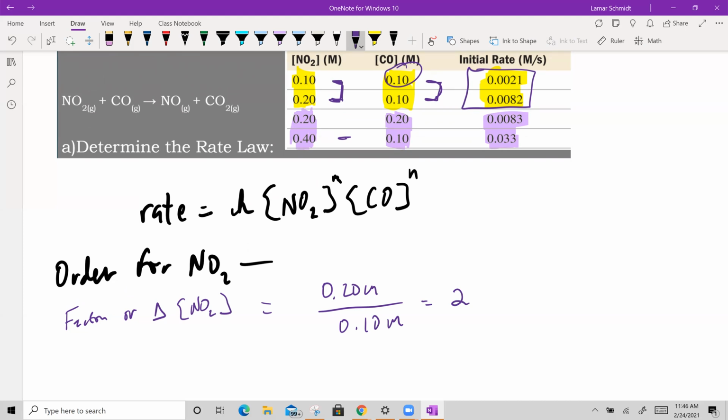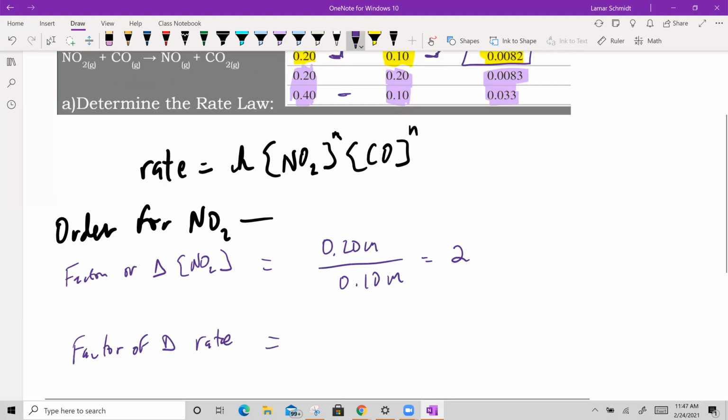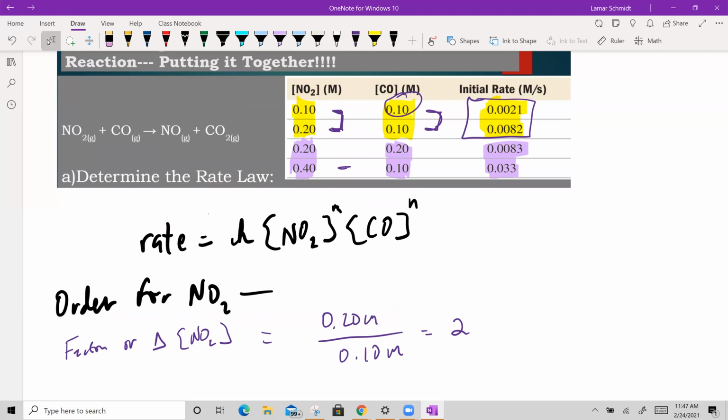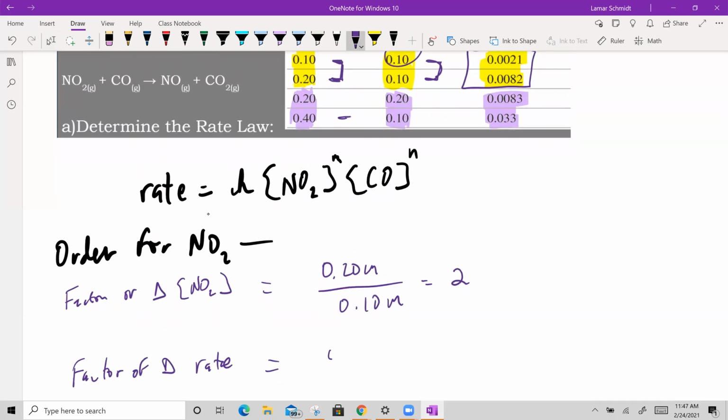Now, we're going to have to see the factor of change in rate. So notice I'm going to keep these lines the same. If I use 0.2 as my initial in my numerator, I need to use it now. It's also the higher value. So you're going to see 0.0082, and you're going to divide that by 0.0021. And what do you get there?